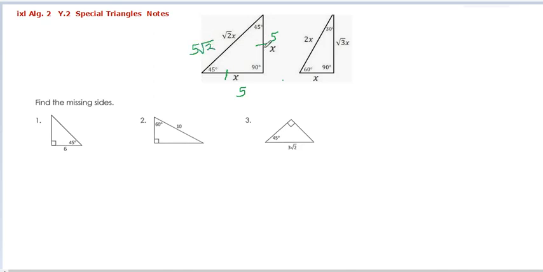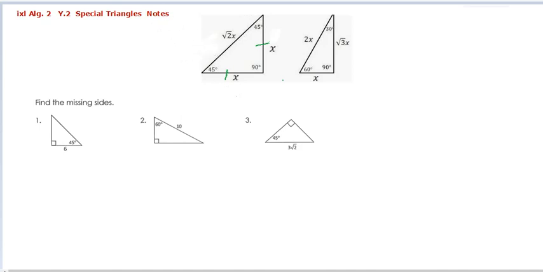Okay, so then also conversely, if we didn't know what the sides were, but we had the measurement of the hypotenuse, all you would have to do is divide this by the square root of 2, and that would give you the sides. Okay. All right, let me get rid of this.